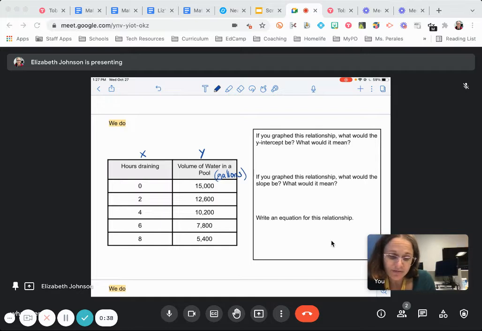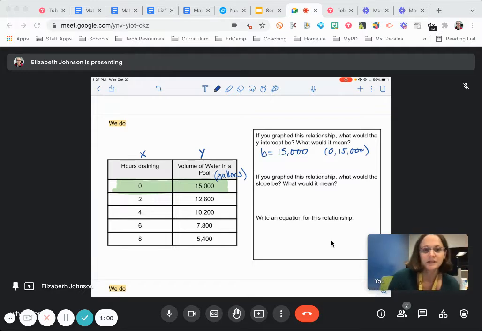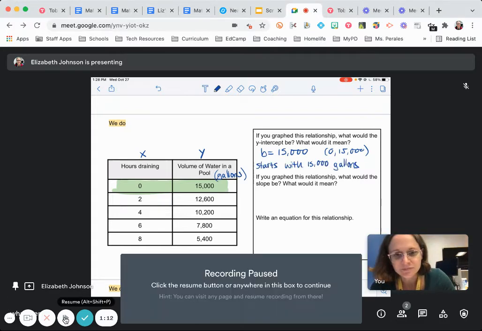Well, let's look for our y-intercept first. When x is equal to 0, what's y? Nice job. When x is equal to 0, y is 15,000. So we could say b is 15,000. We could write the coordinates 0, 15,000. That's our y-intercept. And what do you think that means that the y-intercept is 15,000? Yes, it means that the pool starts with 15,000 gallons of water.